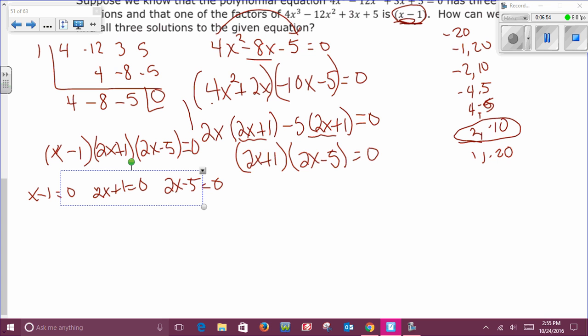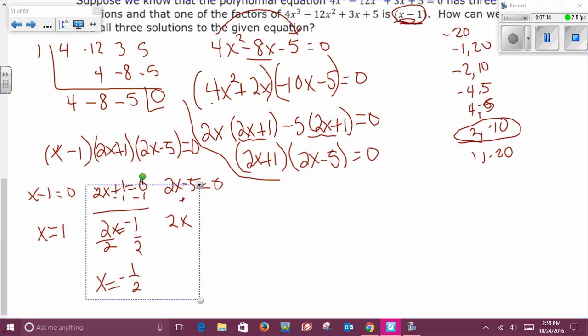So, sure, you know, together. X equals 1. Here I'm going to subtract 1, so 2x equals negative 1, divided by 2, so x equals negative 1/2. And then for 2x minus 5, I'm going to add the 5, so 2x equals 5. Divide both sides by 2, so x equals 5/2. So my 3 zeros, or my solutions, are x equals 1, 5/2, and negative 1/2.